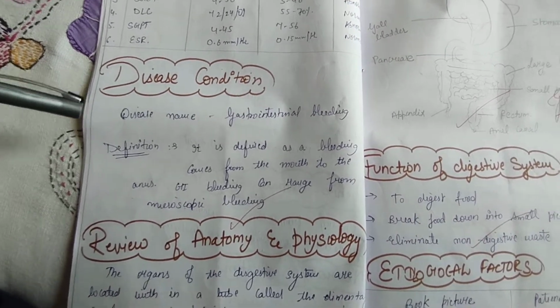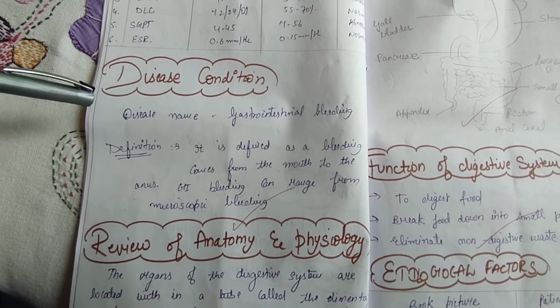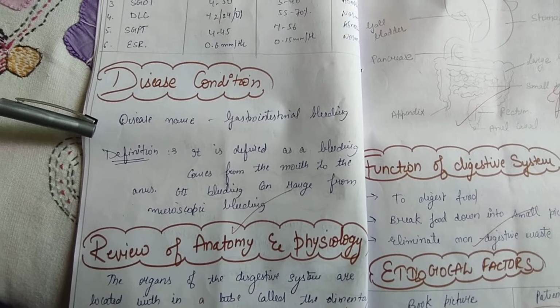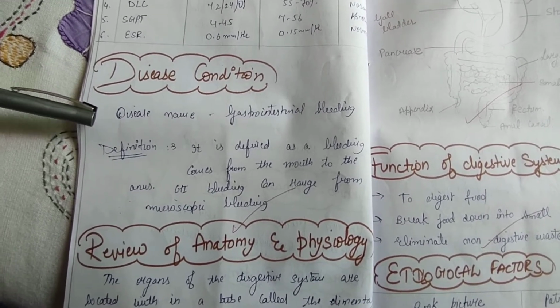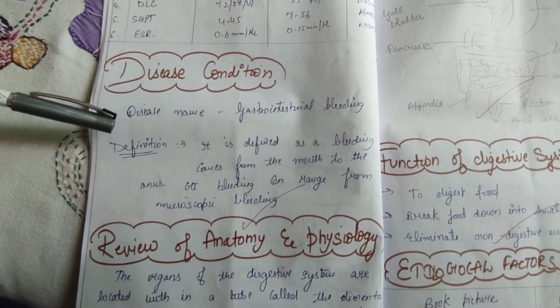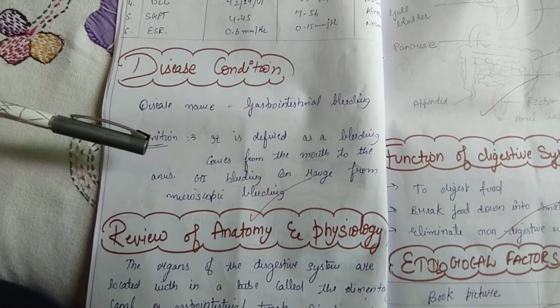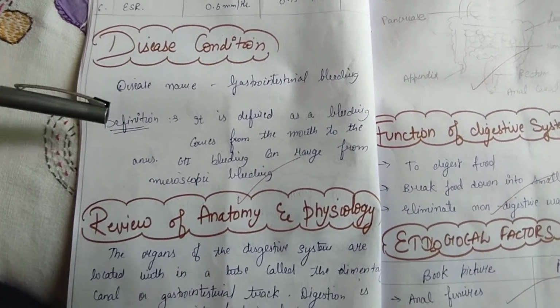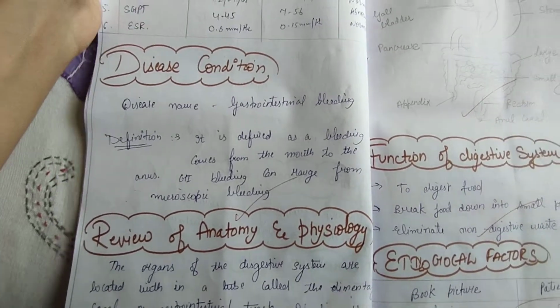GI bleeding is bleeding anywhere from the mouth to the anus, whether just because of ulcers or any other reasons, and it is known as gastrointestinal bleeding. And when that bleeding also comes into the stool of the patient, it is known as gastrointestinal bleeding.